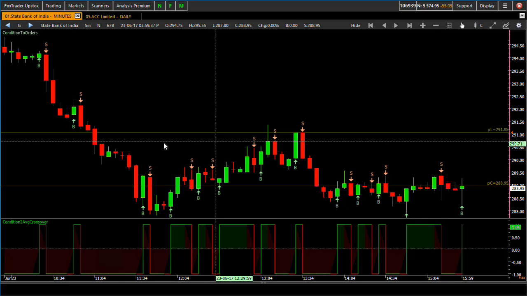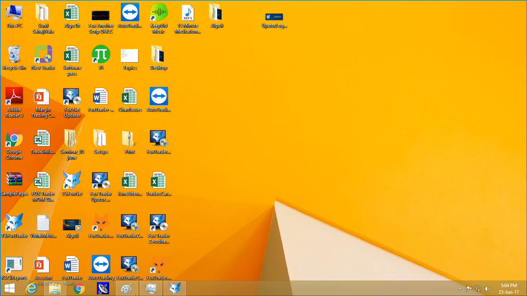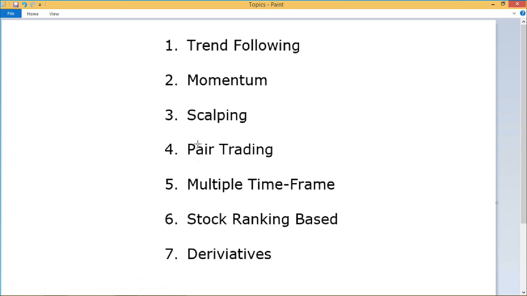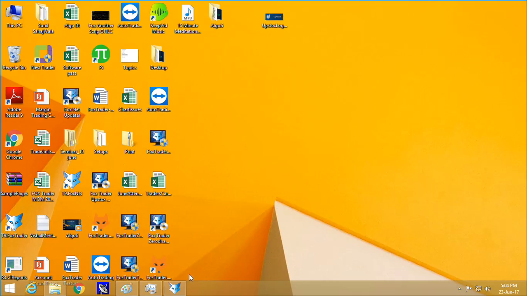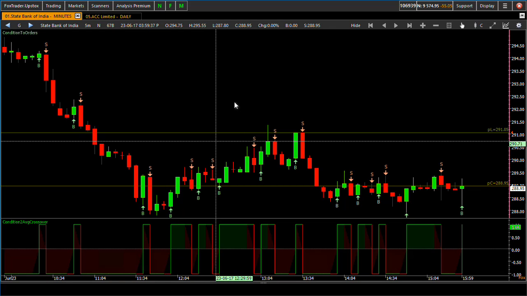Okay, let us go ahead now with the rest of the systems that we have made. The next system we would cover is the momentum based trading system. What is a momentum based trading system? It is actually trading in the direction of the trend. So that is momentum based trading.